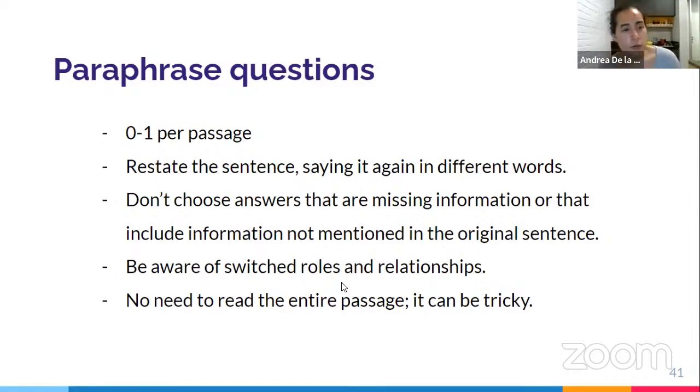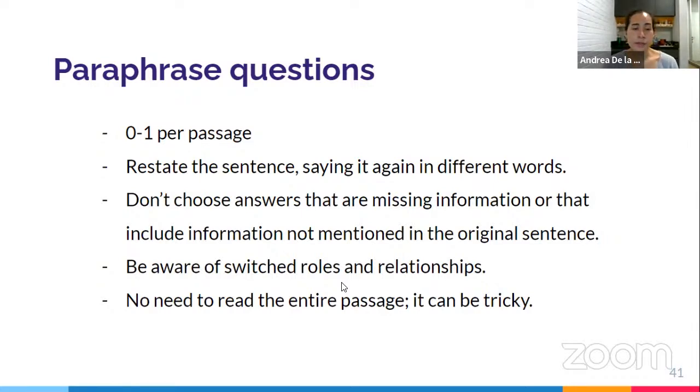Now, the next type of question that we need to see are what we call paraphrase questions. Can anyone please tell me what it means to paraphrase something? What does paraphrasing mean? To say something in your own words. Exactly. To say something in different words, but to say the same, right? Without losing the main idea. So it's based on something that already exists. So that's what you're going to have to do here.